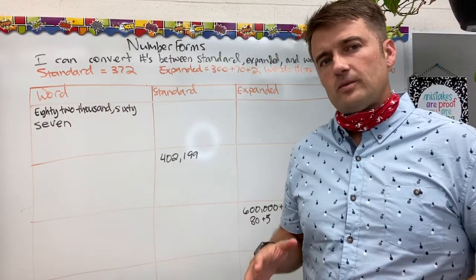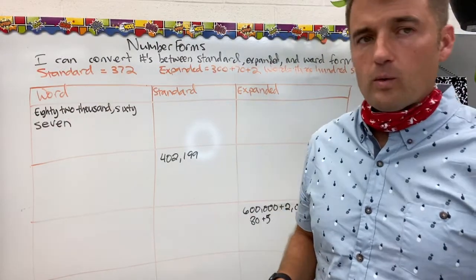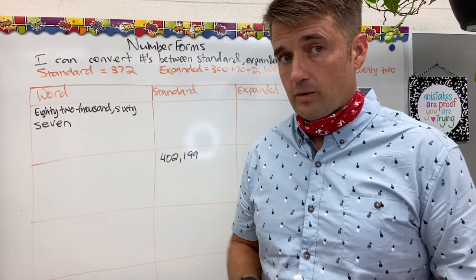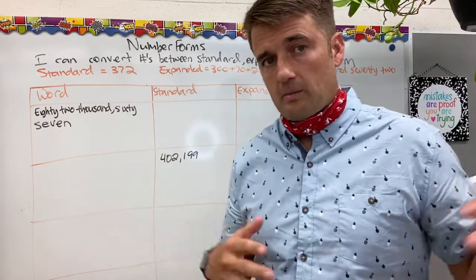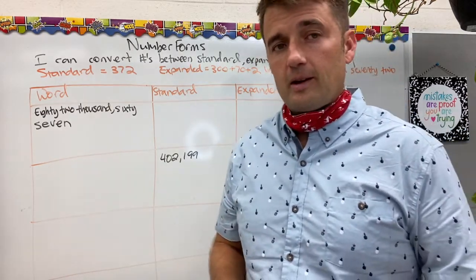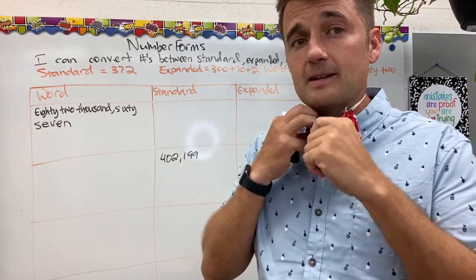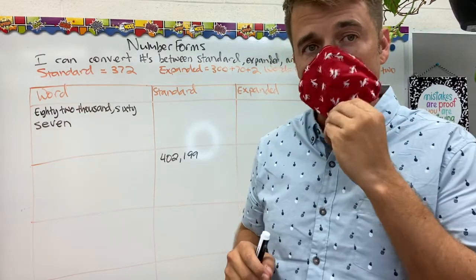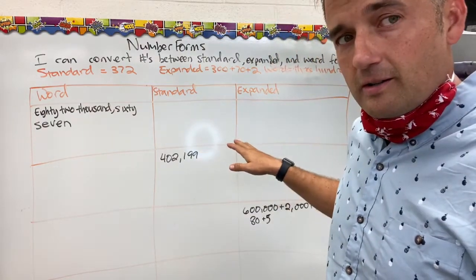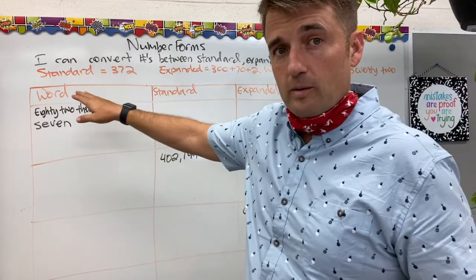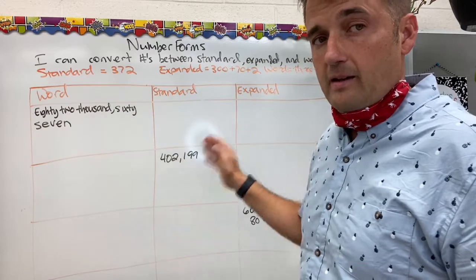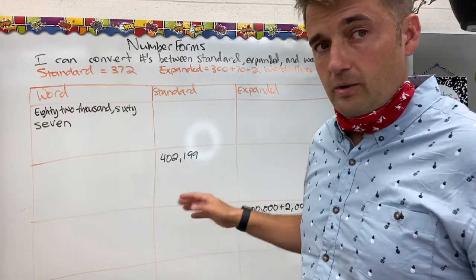Okay, so now that we know the different forms of numbers, standard form, expanded form, and word form, we're going to practice going back and forth between them. Doing a little dance here, kind of like a hula. I'm also wearing my mask. I'm going to have to go in the hallway in just a minute, so I'm just keeping it on. On my chart here, I have word form, standard form, expanded form. I'm just going to show that a number can be written all three ways.